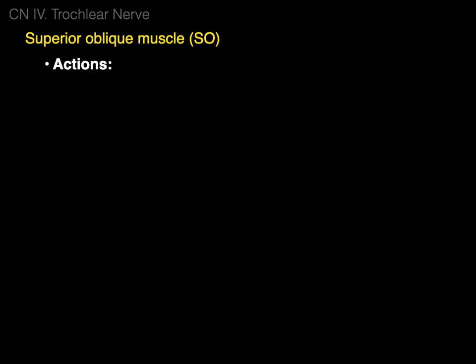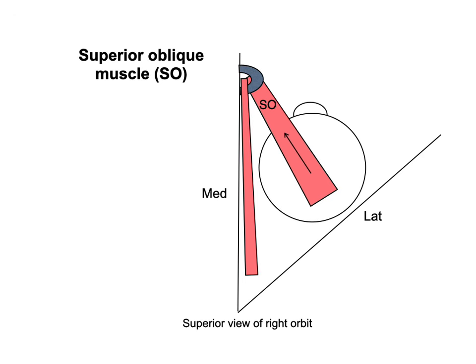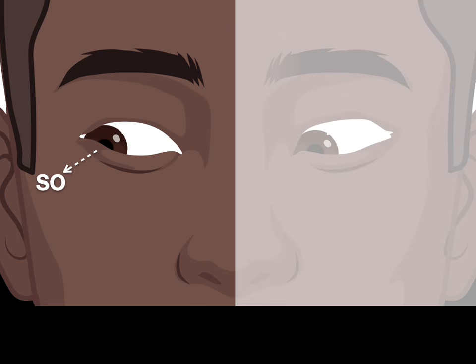The actions of the superior oblique are intorsion, depression, and abduction. Basically, the superior oblique moves the eye down and out when starting from a neutral position, like this. Notice you can see the cornea going down and out when the superior oblique contracts. The action is because of that going through the trochlea. Down and out like that.